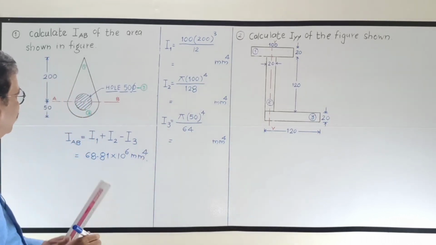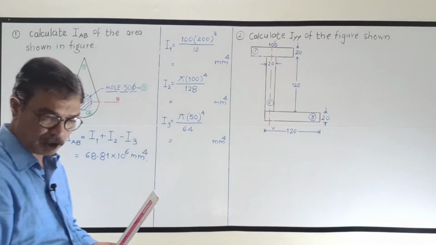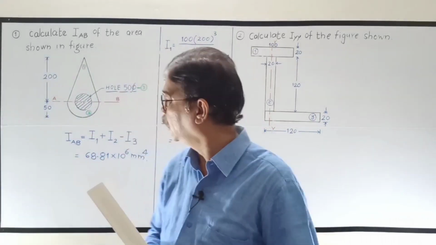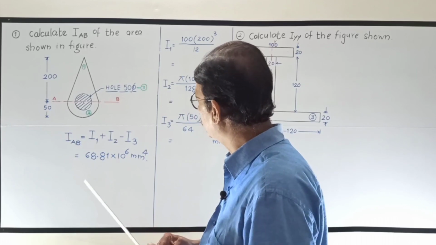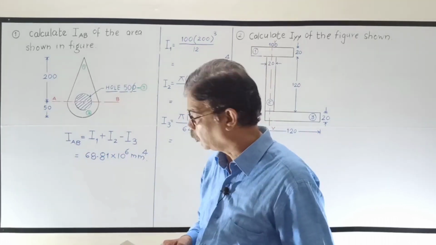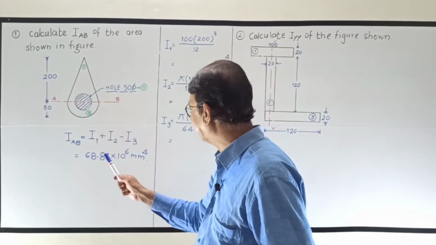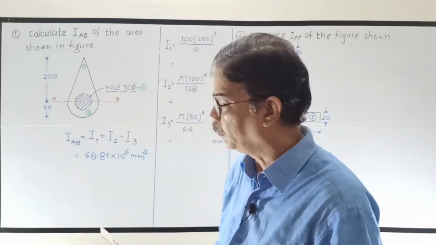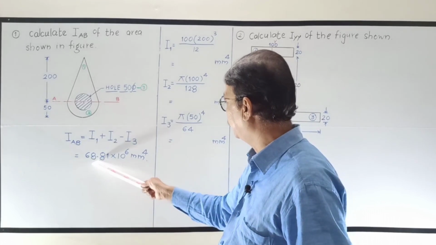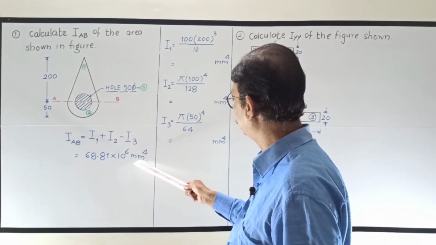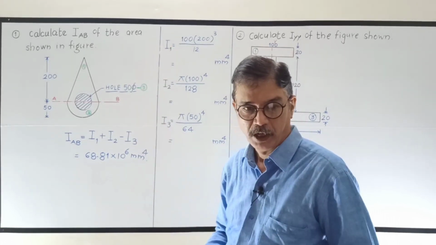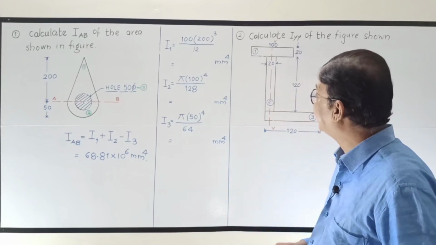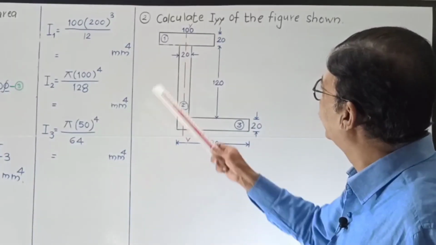So this is how it was a tricky question, because for the triangle it was about the base, for the semicircle it was about the base diameter, and for the circle it was about the center, and as it is cut it was minus, and you will get the value of IAB as 68.81 into 10 raised to 6 mm raised to 4. Let us go for the second problem.